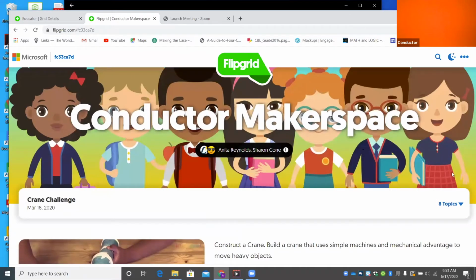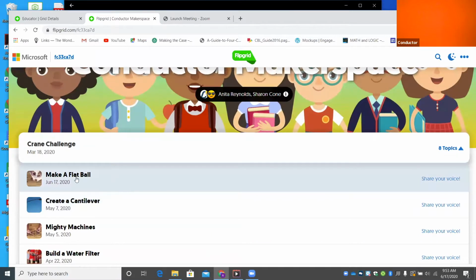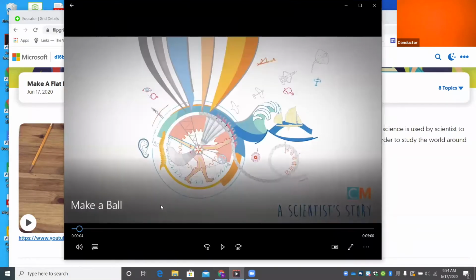And under there, you'll see that we have actually 8 topics. The most current one that we're going to talk about today is how to make a flat ball. Doesn't that sound like an oxymoron? We don't typically think of balls as being flat. We think of them as being 2-dimensional shapes. But we're going to learn today how scientists use 2-dimensional shapes in computer programming to create 3-dimensional objects in order to help them study the world around us. Let's watch a snippet of an explanation video about how science uses these technologies.